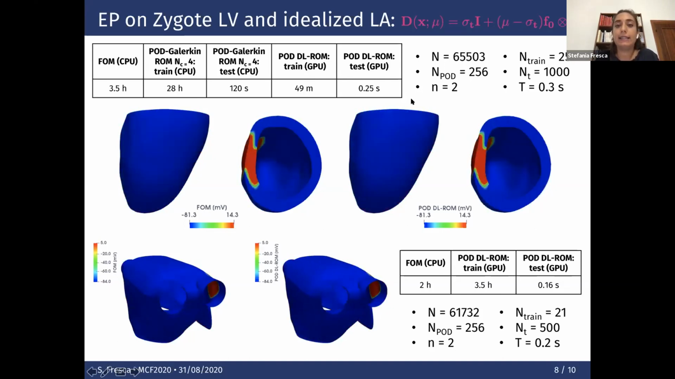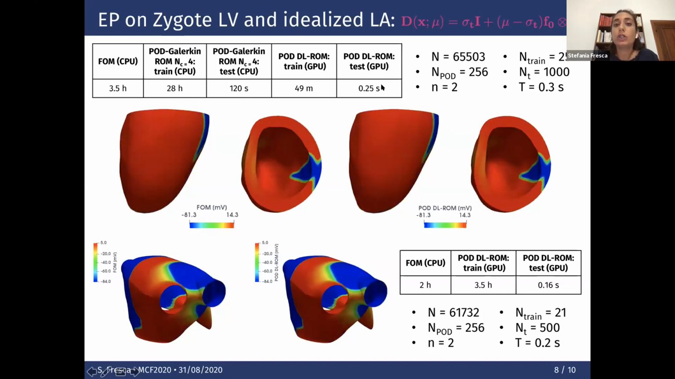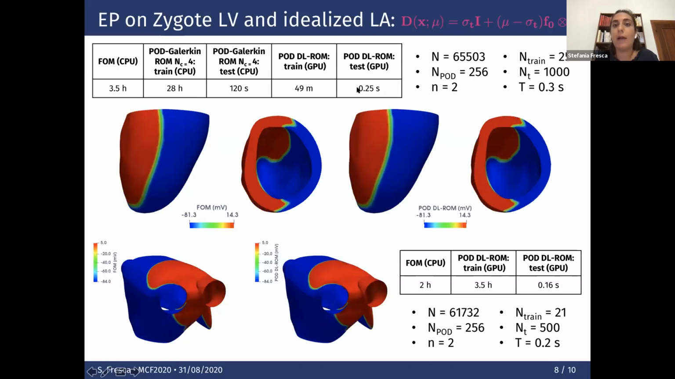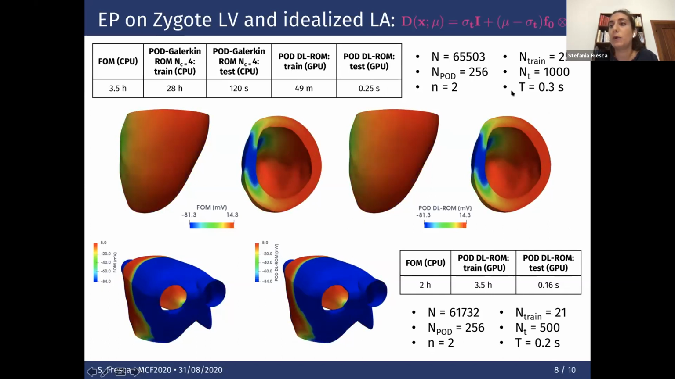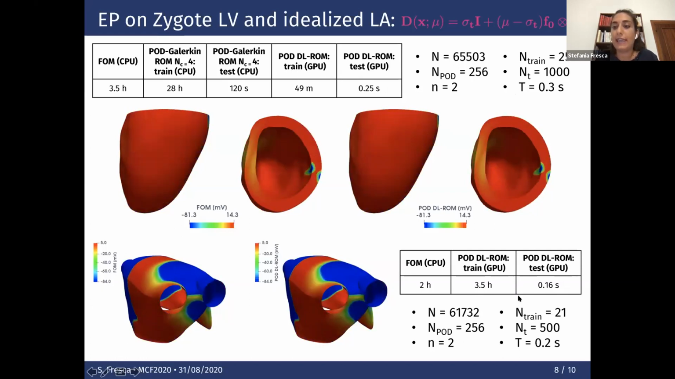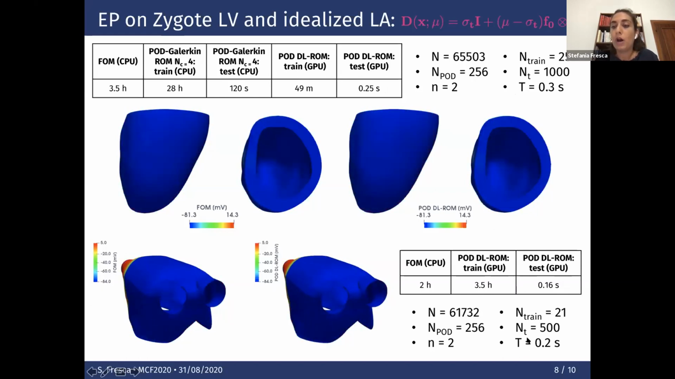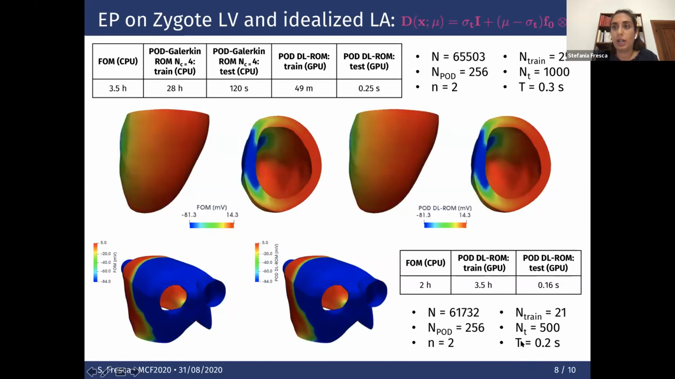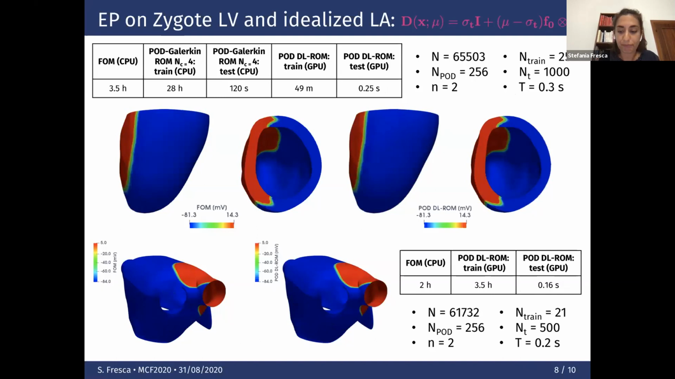Regarding instead testing time, we are able to achieve real-time results. Indeed, the testing time is slightly smaller than the physical duration of the phenomenon. And here again, for the left atrium, we have 0.2, which is equal to the physical duration of the propagation.